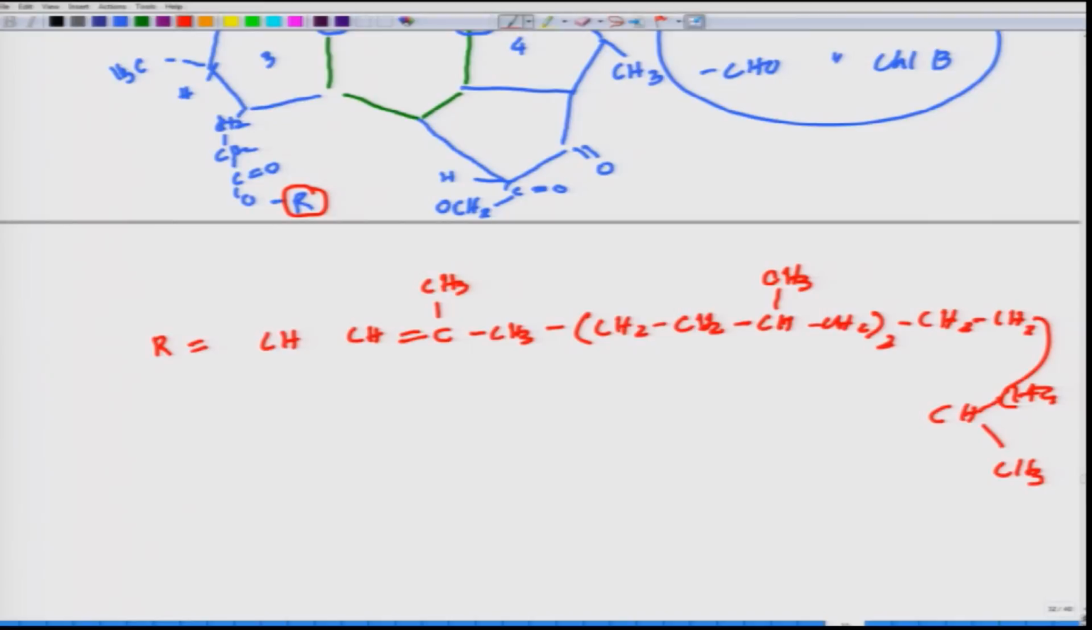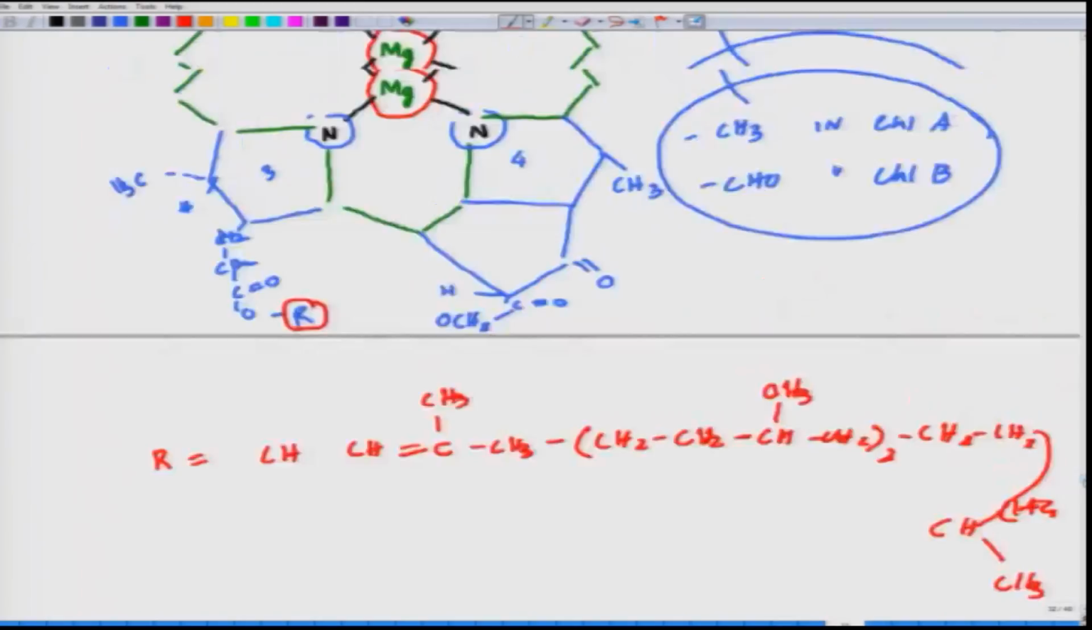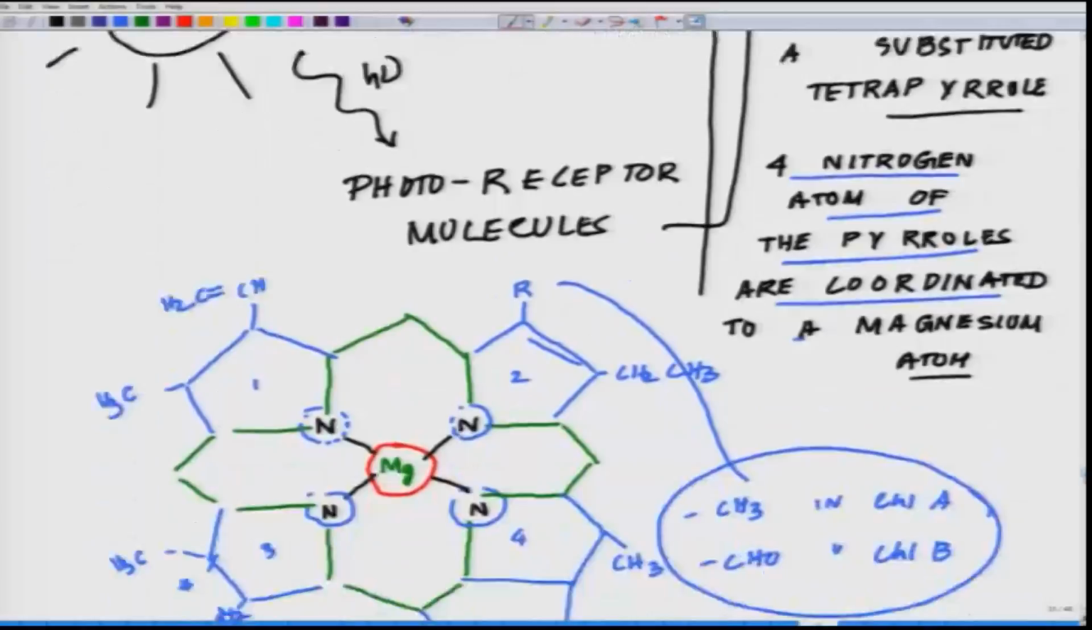Now, another distinctive feature of chlorophyll is the presence of a phytol, a highly hydrophobic 20-carbon alcohol esterified to an acid side chain. Okay. So, you see there is a phytol group which is present, and chlorophyll B differs from chlorophyll A in having a formyl group in place of a methyl group on one of the pyrroles. So, this is what I wanted to highlight about chlorophyll A and chlorophyll B.